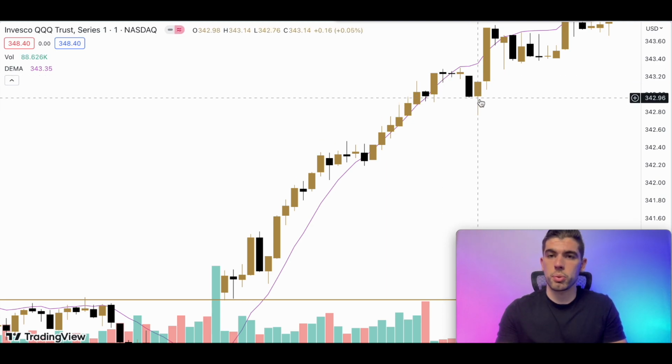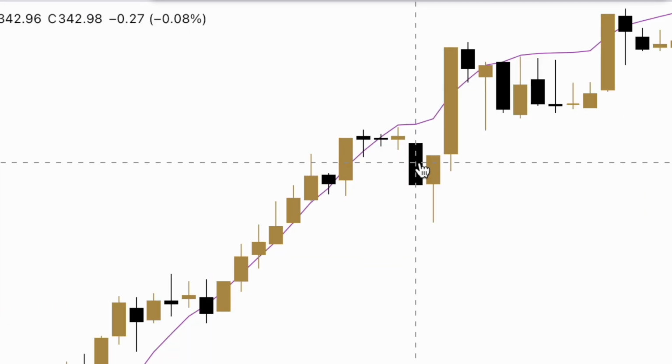I can get it cheaper. Oh, it's pushing down a little bit more. Perfect. I'll get it cheaper. And look, we had a bullish bar. This is a 2-bar reversal right here.